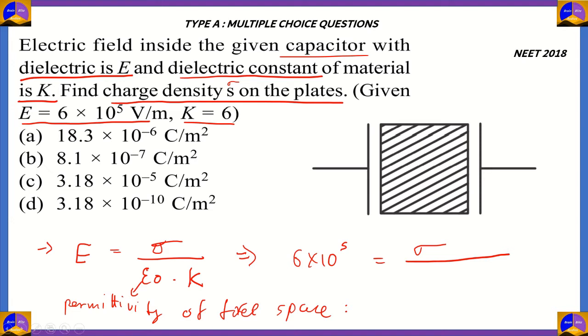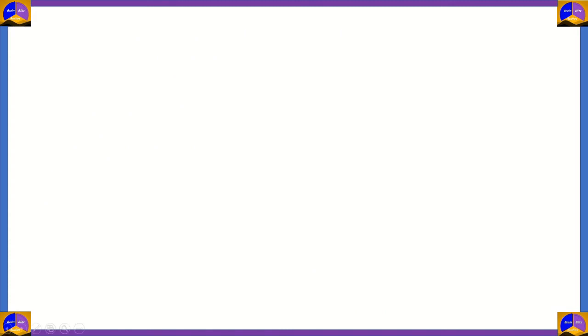Therefore you can write that as a constant value. So the constant value for permittivity of free space is 8.85 into 10 raised to minus 12. So sigma divided by 8.85 into 10 raised to minus 12 times the dielectric constant, which in this case is 6. So now we'll just find the value for sigma.